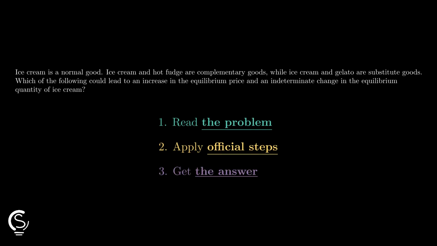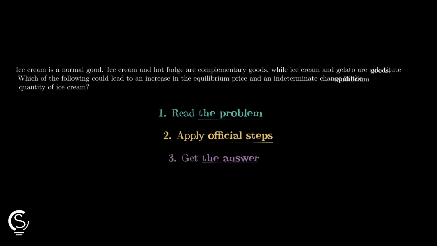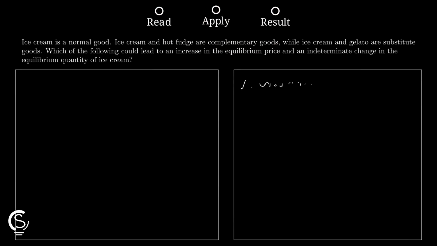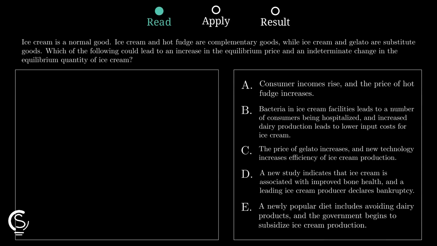Equilibrium price must rise while quantity stays indeterminate. We need demand and supply to shift specifically to find the correct answer choice quickly. To get a guaranteed price increase with an indeterminate quantity, we must find a scenario where demand shifts right while supply shifts left, creating opposing forces on the total equilibrium quantity.